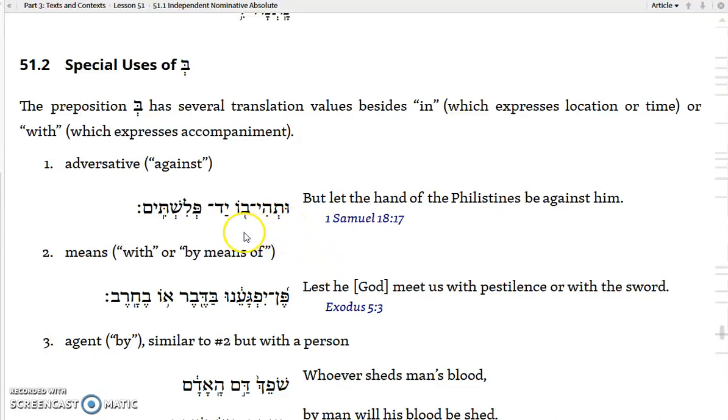Utehi bo yad Pelishtim. The hand of the Philistines, let them be against him. Bet, in this context, would be designating the person to whose disadvantage an action is taking place, and therefore can be translated against.